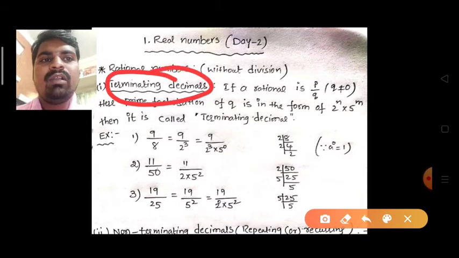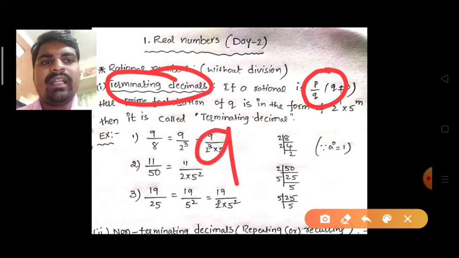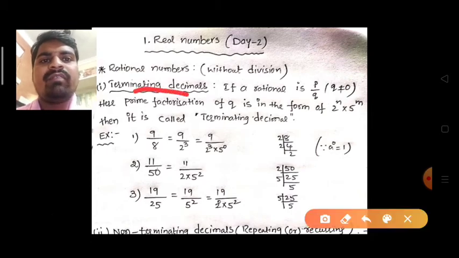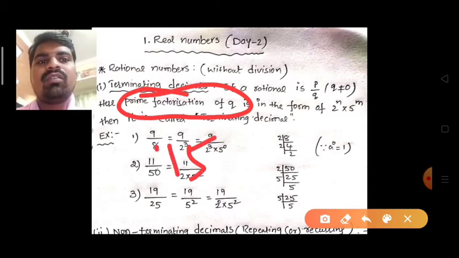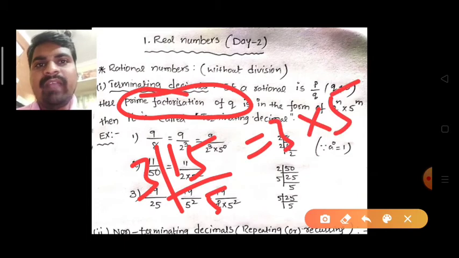Very simple. For example, one rational number is given in p by q form. You just concentrate on the denominator. What is the denominator here? q. So you concentrate on the denominator, and find the prime factorization of q. Prime factorization is nothing but what you know very well. For example, here 15 is there. How to write the prime factors? 3 and 5 are the prime factors. So 15 we can write as 3 into 5. This is called prime factorization.